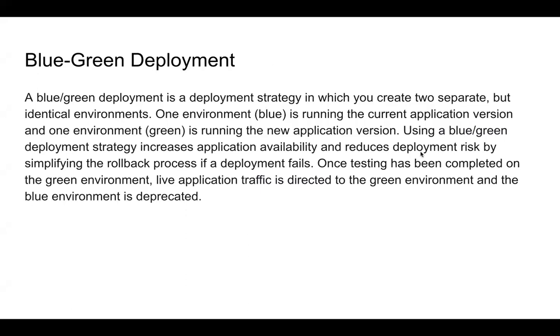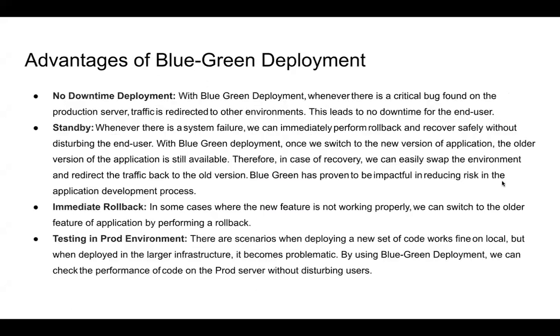All right. So let's take a look at some advantages and disadvantages for this. Some pros would be no downtime deployment. What does that mean? With blue-green deployment, whenever there is a critical bug found on the production server, traffic is redirected to other environments. This leads to no downtime for the end users. This is one of the biggest advantages.